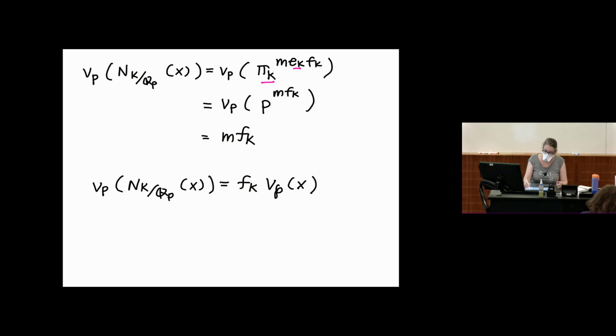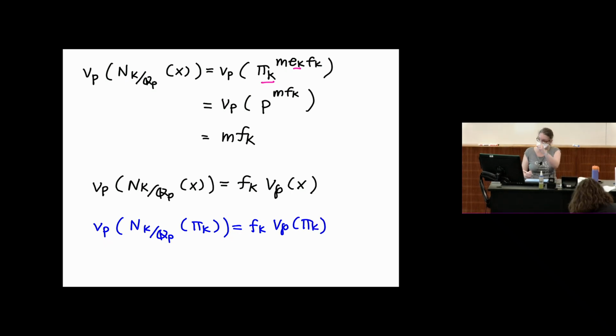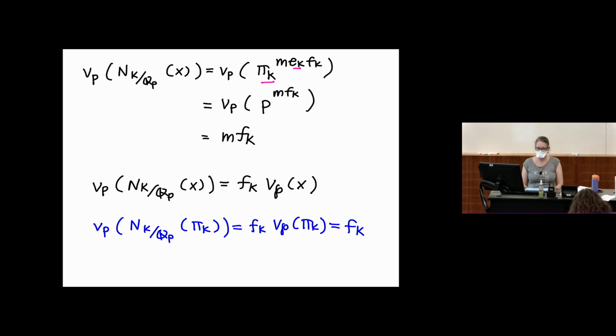Okay, and now if I apply this, which I guess I could have done, right, to the prime of my, or a prime of my field, well, that prime is divisible by the prime once, so that's just fk. Okay. So now we have all the ingredients to state the reciprocity map.